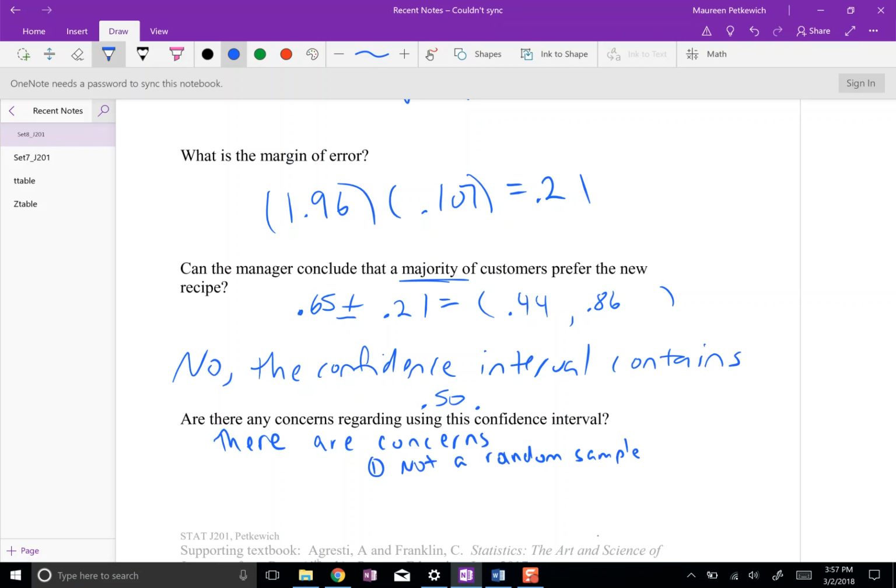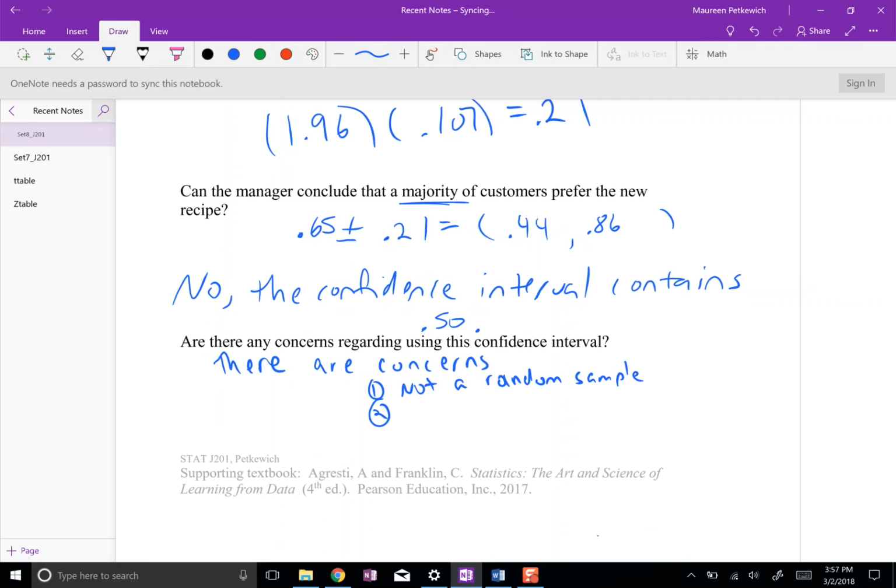For this class, if you are trying to figure out whether it is a random sample or not, the only way you're going to know is by reading the question. Does it tell you it's a random sample? It didn't say that here, so we can't assume it's a random sample. Also, we have an issue with the sample size.